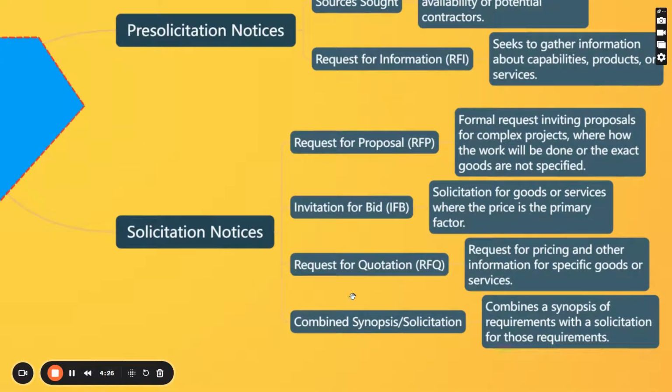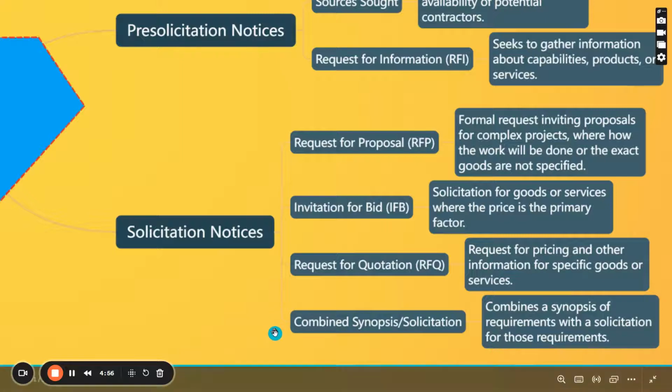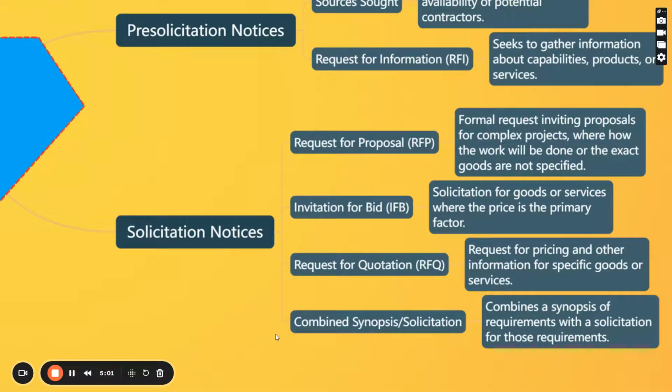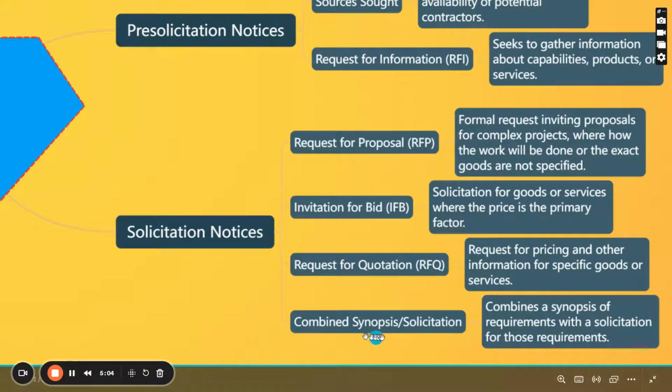Let's discuss the request for quotation, which would typically be seen as an RFQ, similar to an IFB, which is an invitation for bid, but typically for a smaller scale need. It's asking, how much would you charge for this? A simple and direct request for pricing. The difference between the RFQ and the IFB is it's typically for a smaller scale need, but price weighs heavily on the decision that's going to be made by the government.